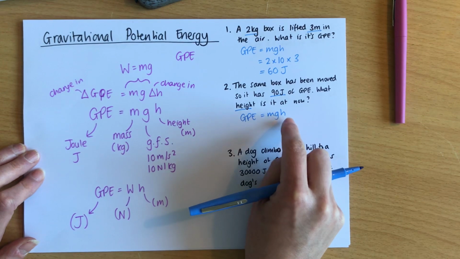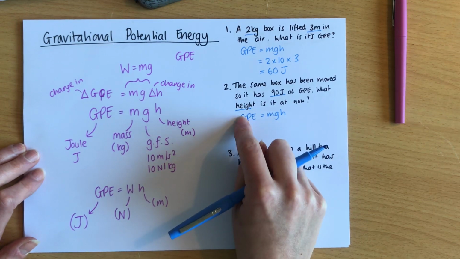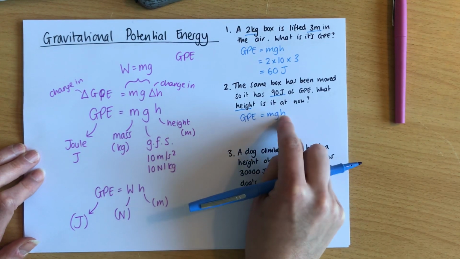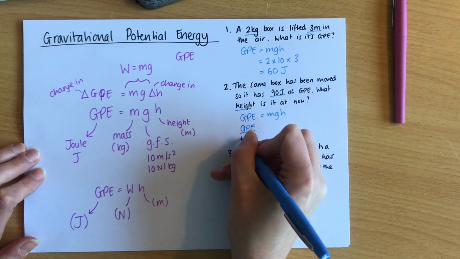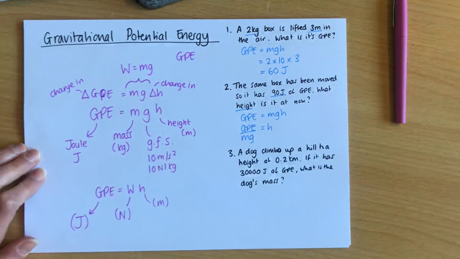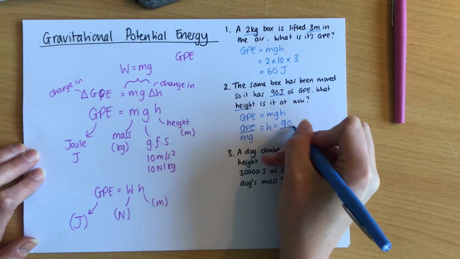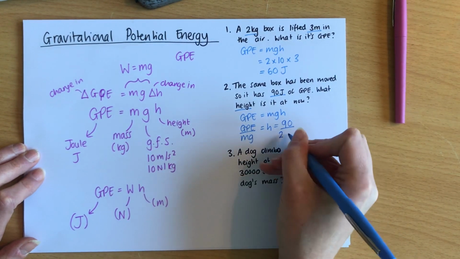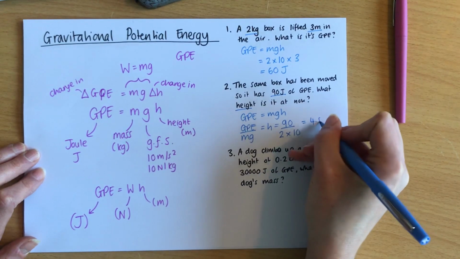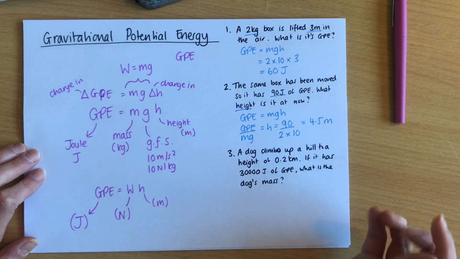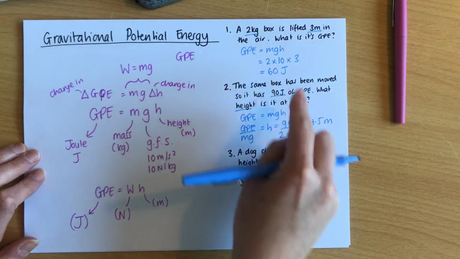I'm going to rearrange it while it's still in the letter format and make sure that h is on its own. Now to do that, m and g need to go to the other side of the equation, and as they're multiplying over here, they're going to divide over here. So we're going to write GPE divided by mg equals h. Now I can put my numbers in. So height equals GPE, which is 90, divided by the mass, which is 2 from the first part of the question, times g, which is always 10, and that will come out as 4.5 meters. And that makes sense. It's gone higher now. It's gone from 3 meters to 4.5 meters, so it now has more GPE.